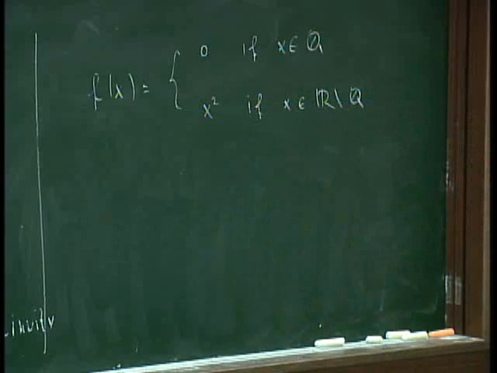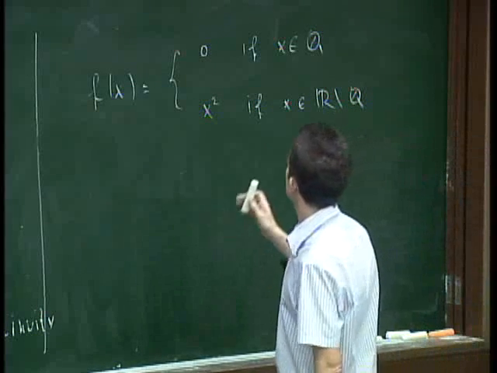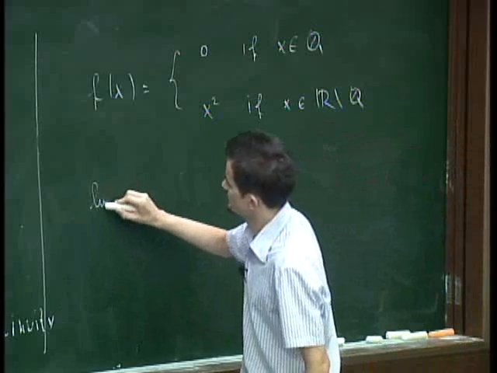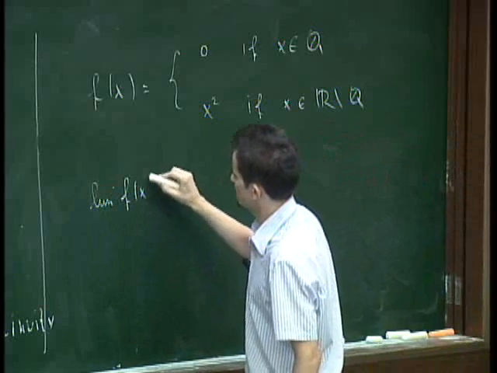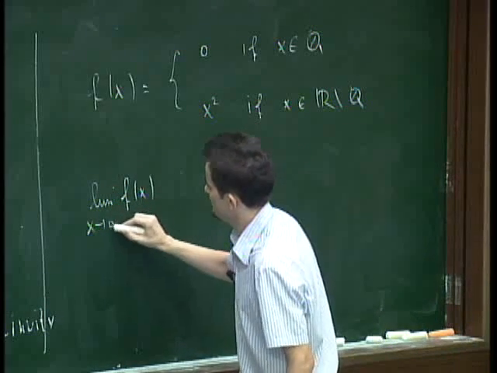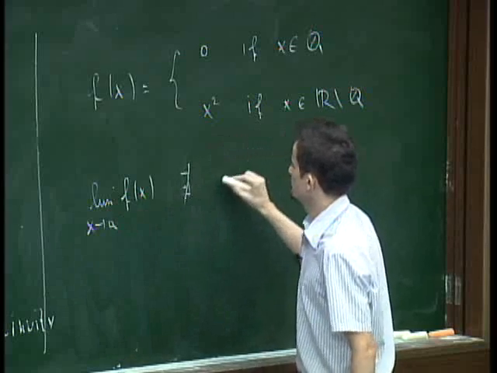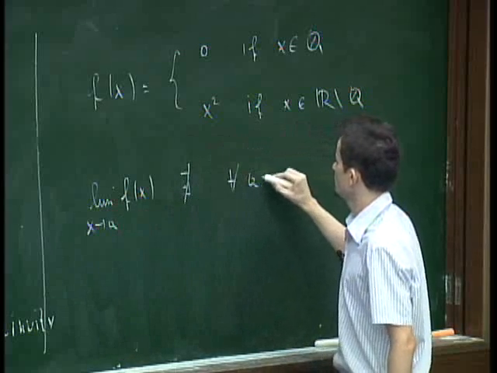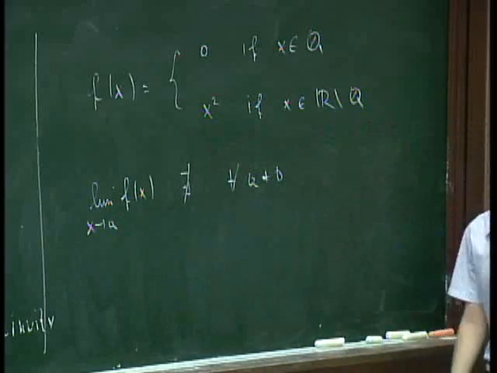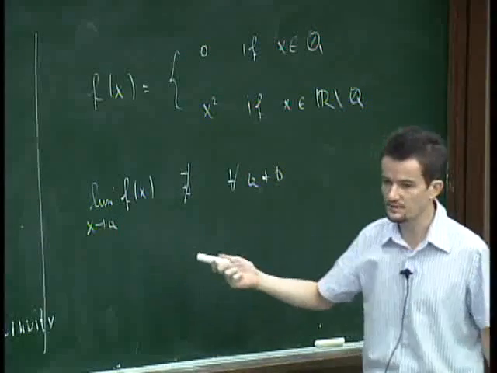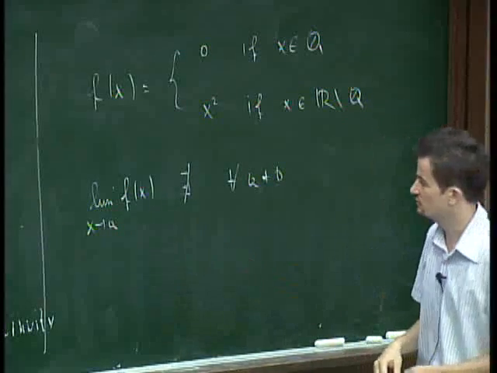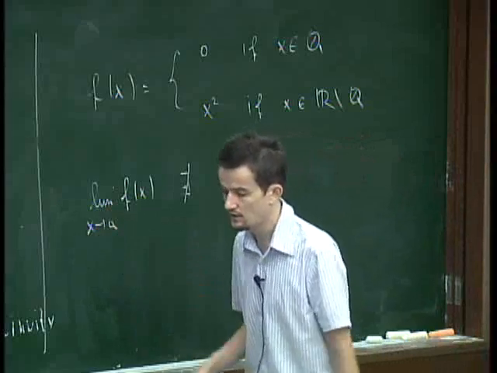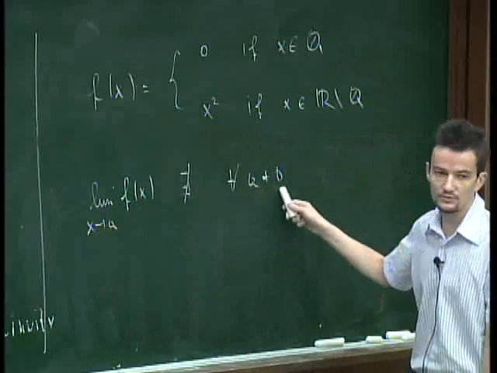Okay, we have already seen that the limit of f of x as x tends to a does not exist for all a not equal to 0. So in this case, the function cannot be continuous for all a which are not equal to 0.